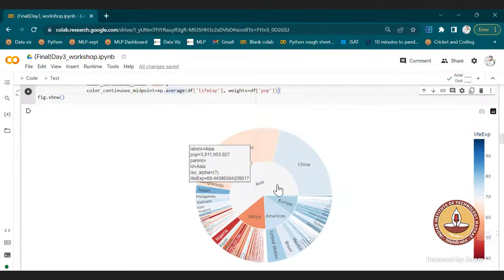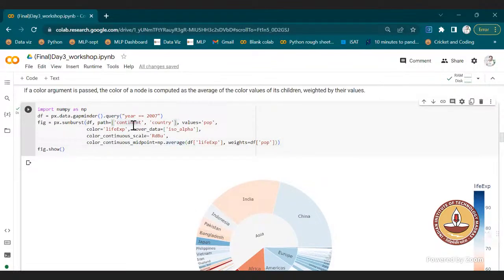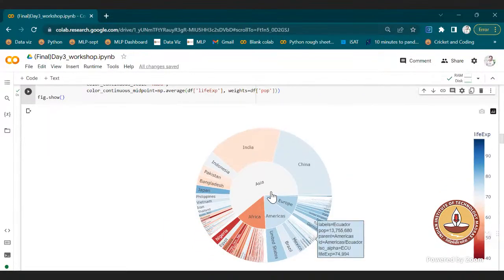In the root circle you have different continents, and in the outer circle you have countries. And the values are population.